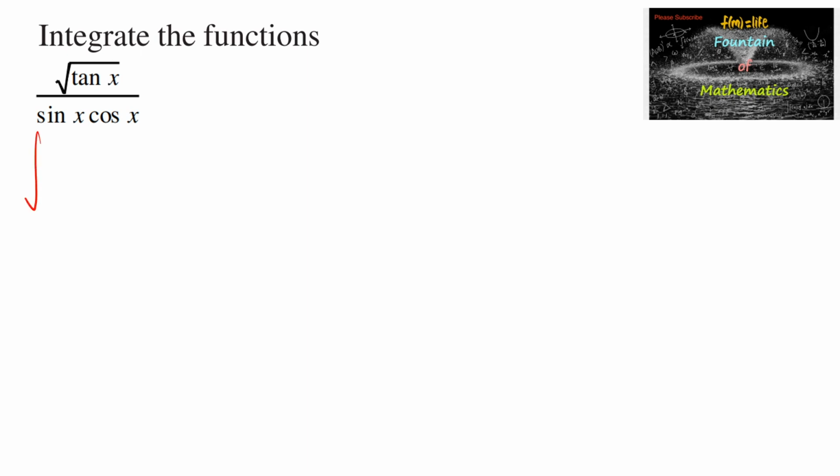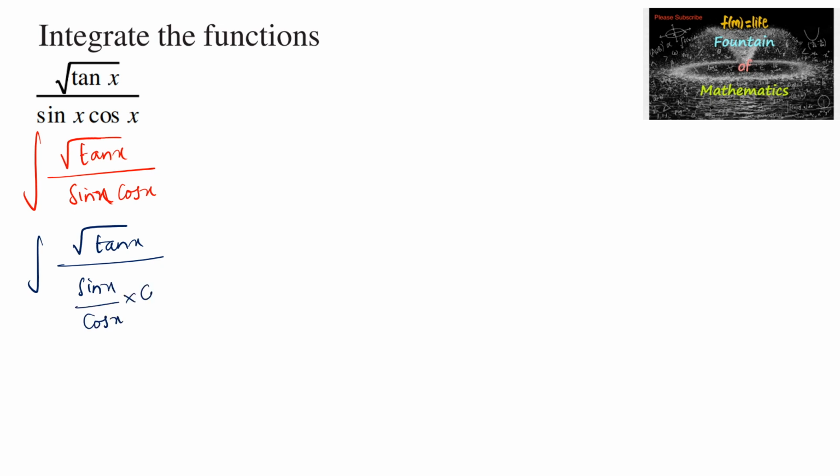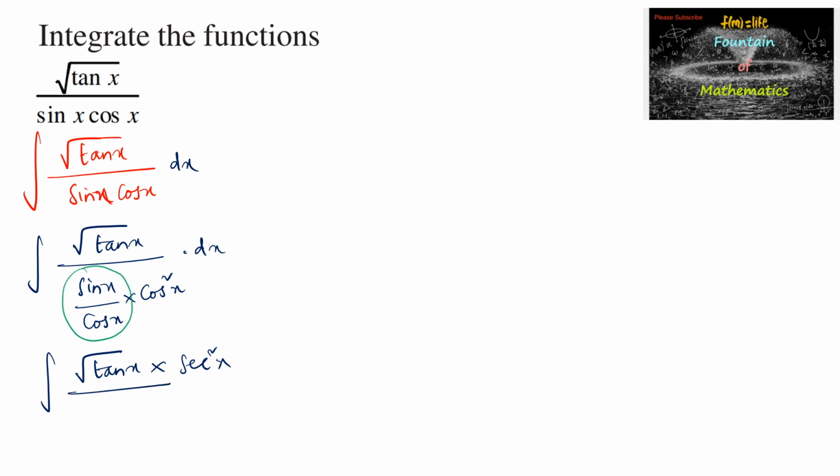Integrate the function root of tan x upon sin x into cos x, and here we know that differentiation of tan x is secant square x. So here in the denominator, let us multiply and divide with cos x. So sin x upon cos x into cos square x dx, so that integral root of tan x into 1 upon cos square, we can write it as secant square x divided by sin x upon cos x will be tan x. So we can write this as tan x, and here 1 by cos square is secant square x, we wrote dx.